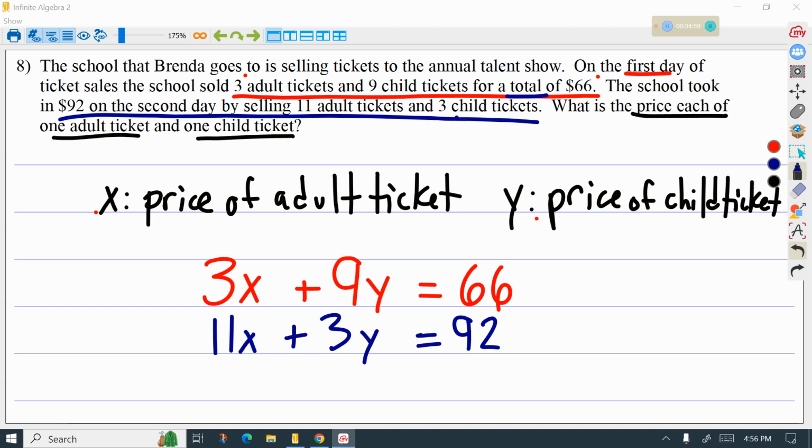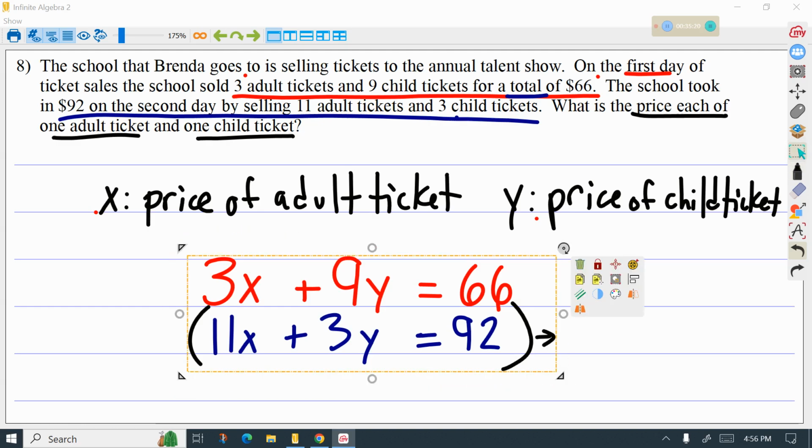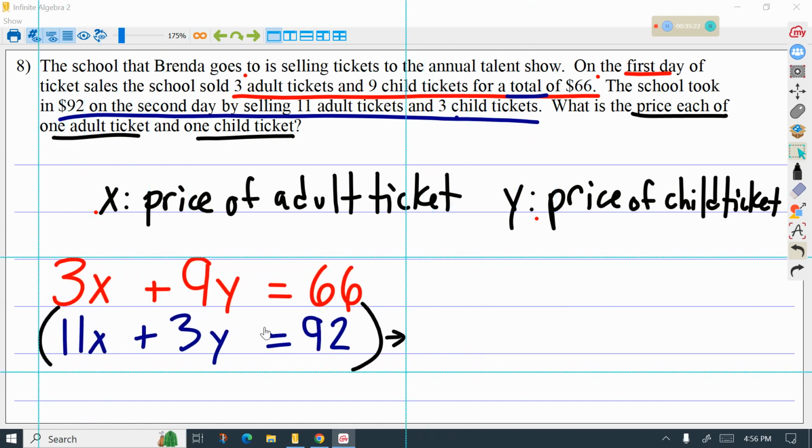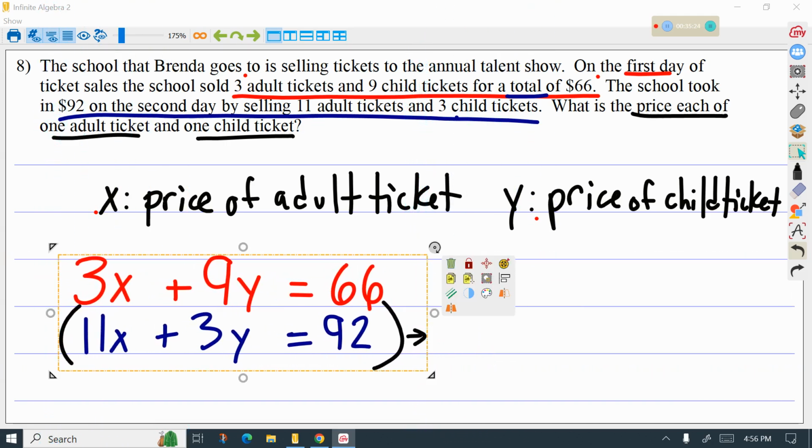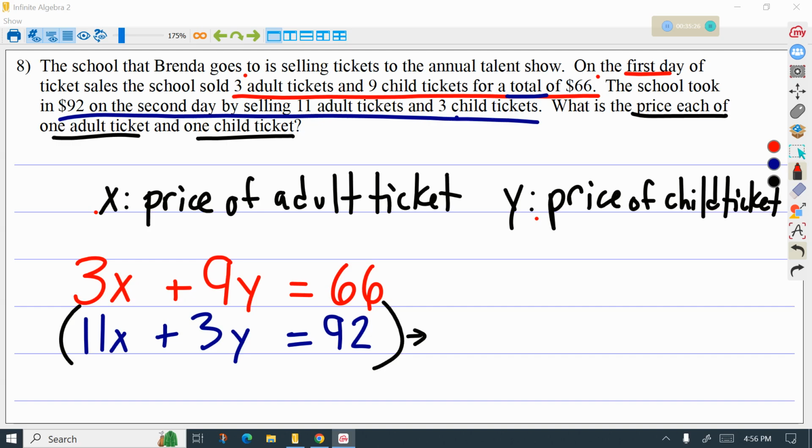Okay, now to solve this thing, we have a couple choices to make. Do we want to use elimination or substitution? Okay, I hope you guys realize that we want to use elimination. Okay, what can I multiply this equation by so that I would be able to eliminate one of these variables? So is it easy to turn an 11 into a 3 or a 3 into 11? Can I do that with the integer? Okay, I don't think so. Can I turn the 3 into a 9 though? Okay, well that's doable, right?